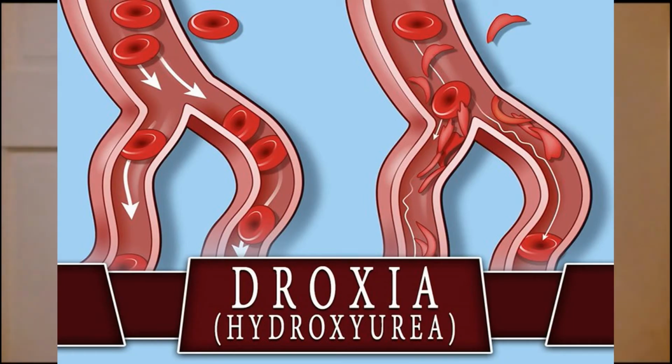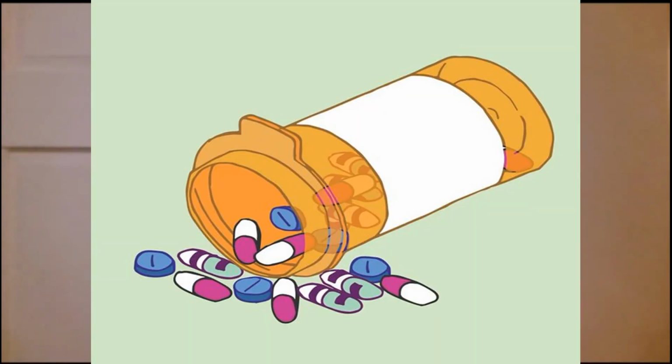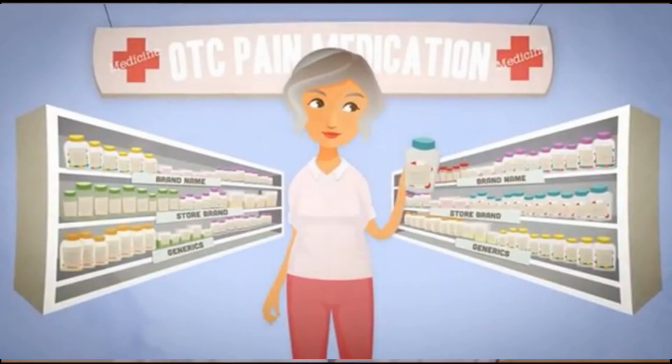For example, hydroxyurea is a drug that inhibits deoxynucleotide synthesis. Crizanlizumab is a P-selectin inhibitor that reduces the frequency of vaso-occlusive crisis. Oxycodone with aspirin, methadone, morphine sulfate, and oxycodone with Tylenol are used to control pain.